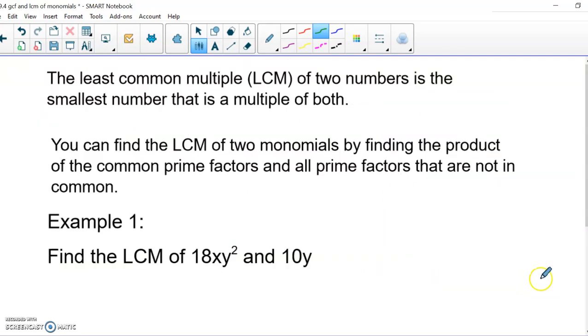Now we're going to talk about least common multiple, or LCM for short. The LCM of two numbers is the smallest number that is a multiple of both. You can find the LCM of two monomials by finding the product of their common prime numbers, just like we did before, but then we have to throw in all other prime factors that are not in common. So let's practice it a couple different ways.